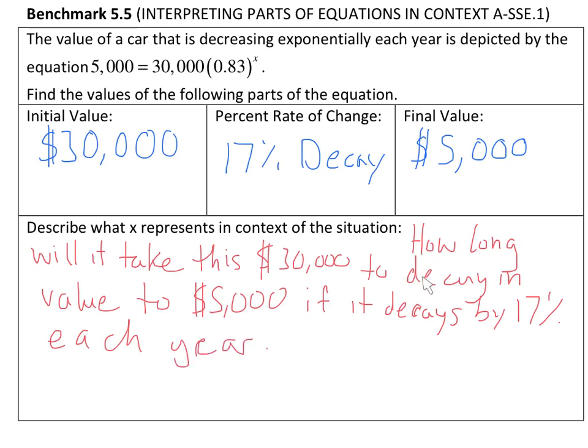There's different ways of saying it. That's not the best sentence. I actually don't like my own sentence. But you have to be able to describe then, how did you go from 30,000 to 5,000 at this rate, and it's saying how many years did it take, how long did it take? And that is what it's trying to find. That is what X is telling you. And we will learn how to solve that in the future.